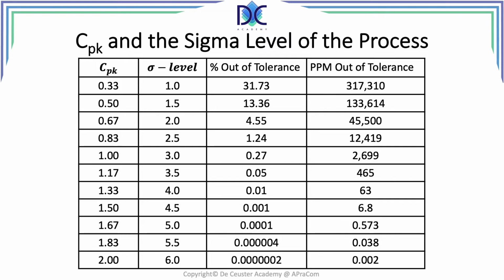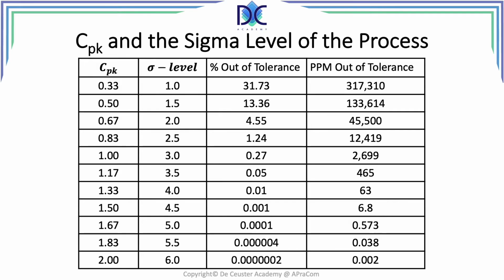So basically with this table, we can identify the sigma level of the actual process as it is operating and see if we have to take measures, because if we are working in a 6 sigma environment, we have to be sure that the Cpk is larger than or equal to 2. If not, we have a problem.